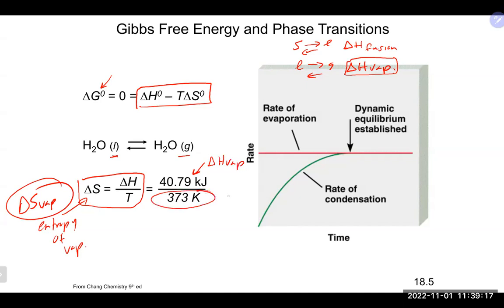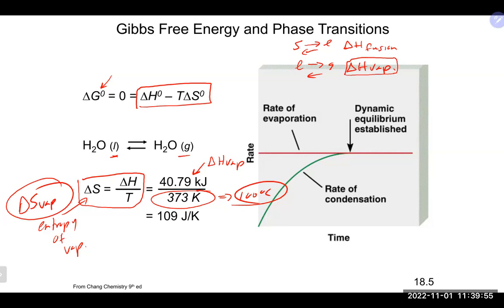This right here is 100 degrees Celsius, right? Which is the normal boiling point of water in this case. And if we do that, we do end up with 109 joules per Kelvin as our delta S of vaporization. This does make sense in the transition of going from liquid to gas, because we are obviously creating a lot more disorder, right? And we would expect the delta S value here to be a positive value, which it is.